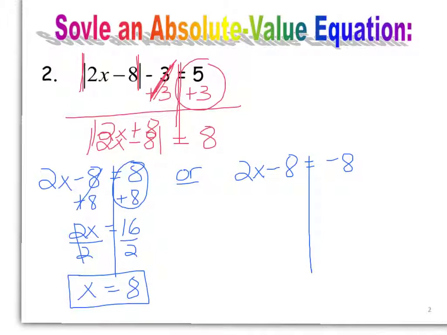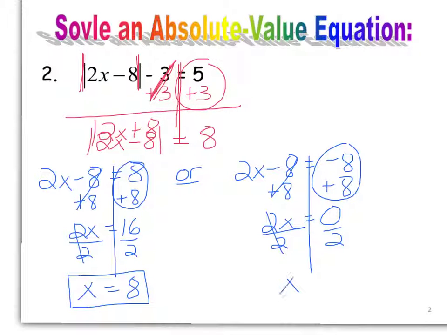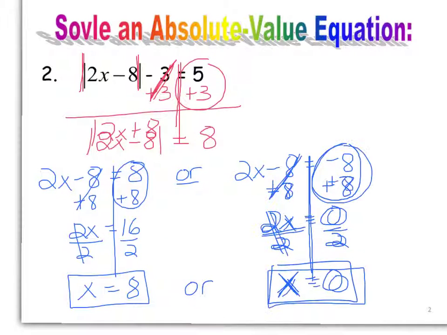And now we need to go ahead and solve our second equation. So again, we add the opposite. We have 2x equals 0. Negative 8 plus 8 gives us 0. And then we divide both sides by 2. And so our second solution is x equals 0. Okay, so our two solutions: we have x equals 8 or x equals 0.